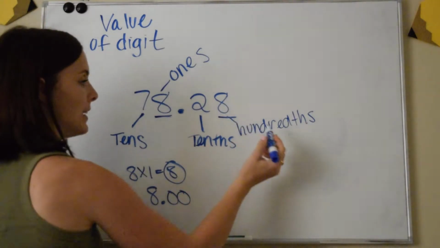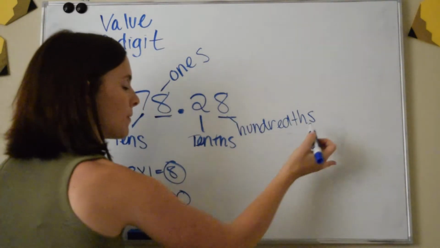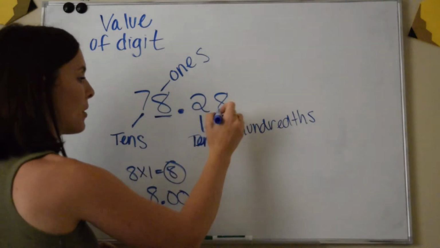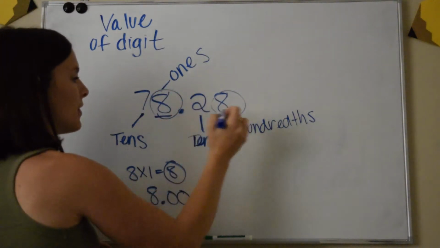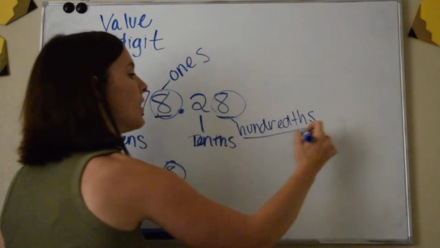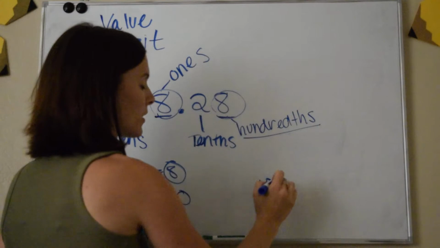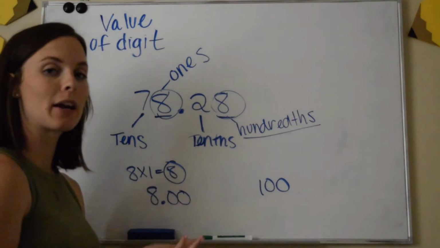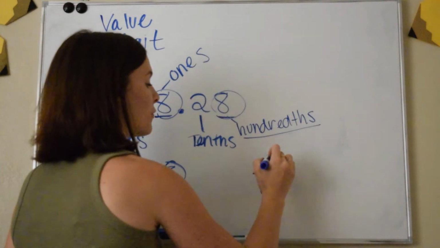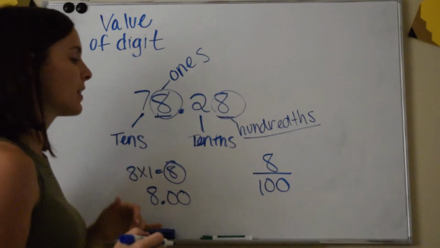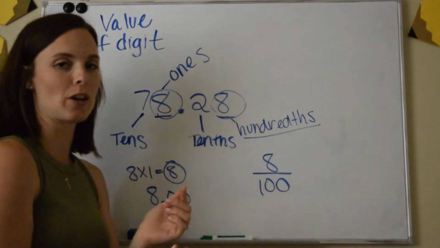So this 8 is sitting in the hundredths. I don't want to know the value of the 28. Remember, we're just comparing the value of the 8s. This 8 is sitting in the hundredths. So 100 should give you a hint. There's going to be 100. But remember, it's to the right of the decimal, so we start to write them as fractions. And here's why. The value of this digit is considered an 8 out of 100.